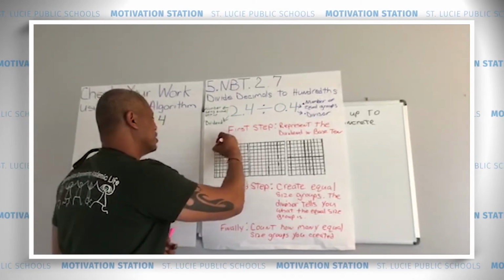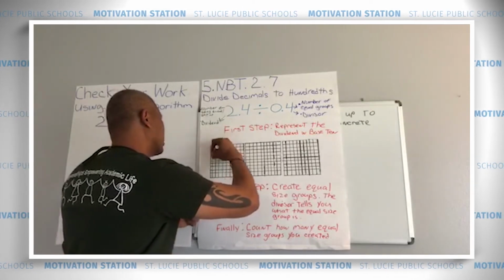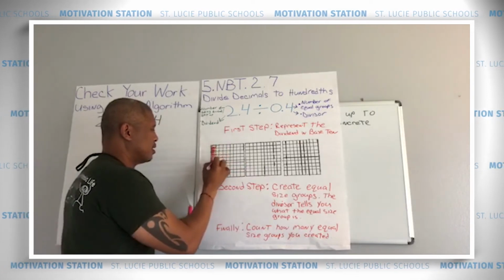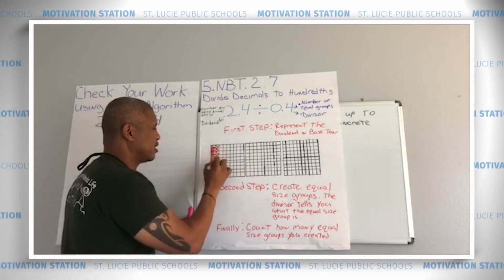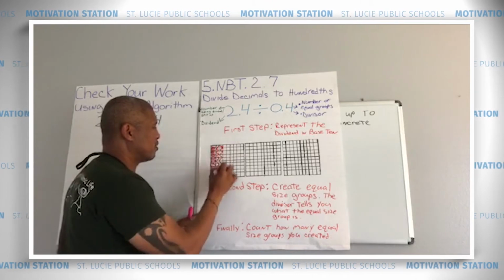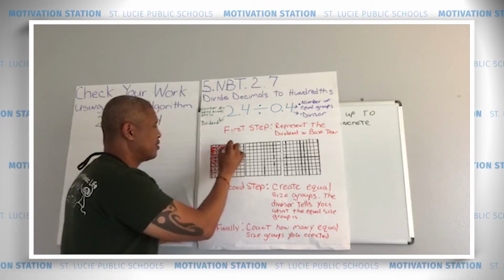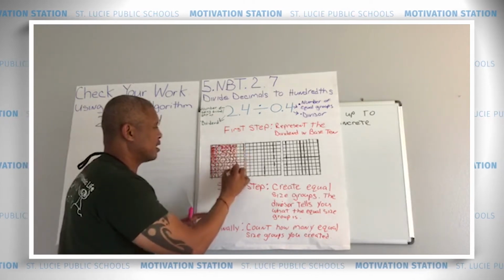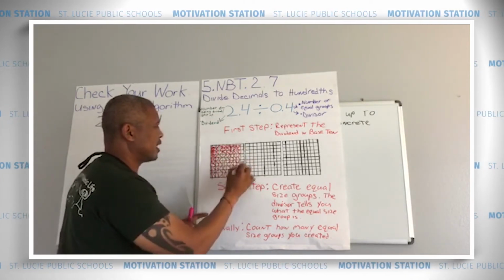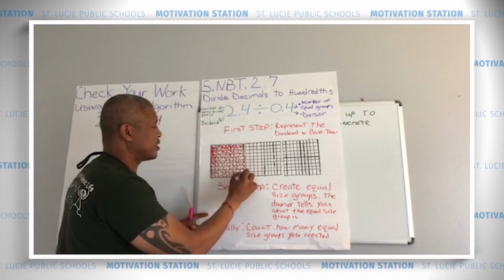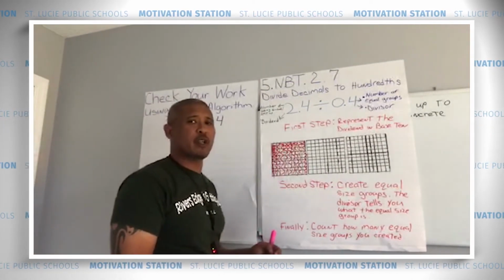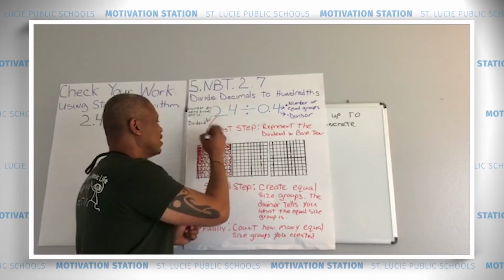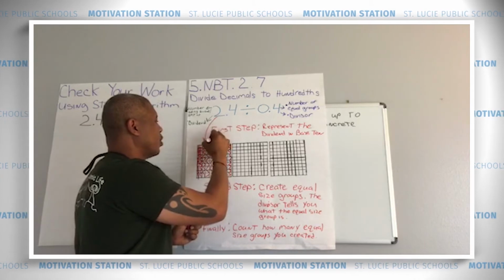So I'm going to shade in. That's 1/10, 2/10, 3, 4, 5, 6/10, 7/10, 8/10, 9/10, 10/10. That's 1 whole. 10/10 equals 1 whole. That represented 1 of my wholes.